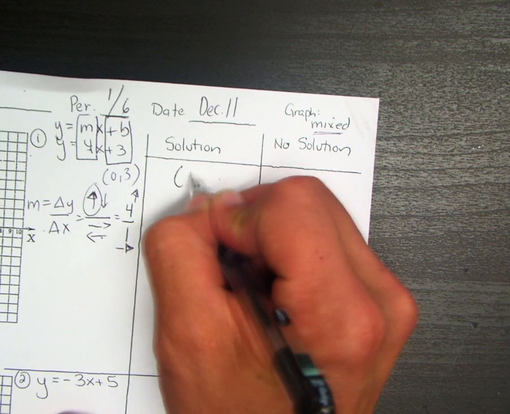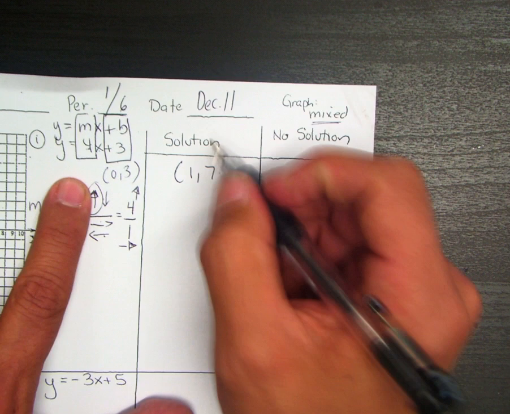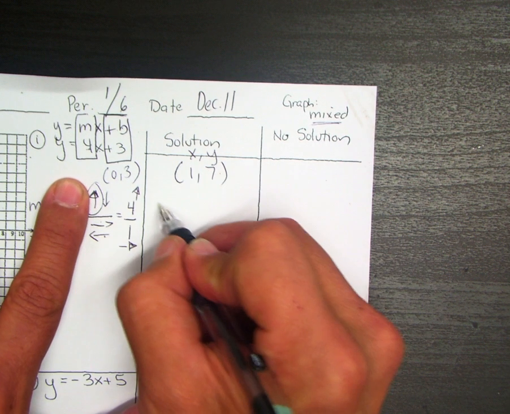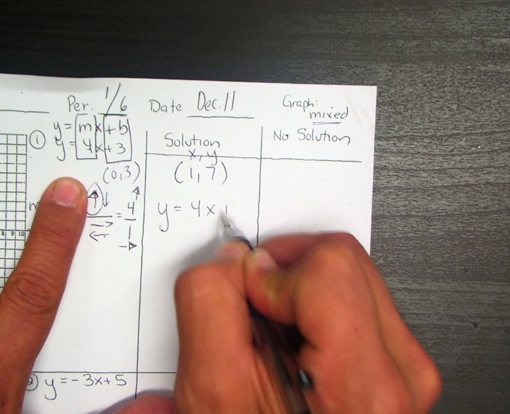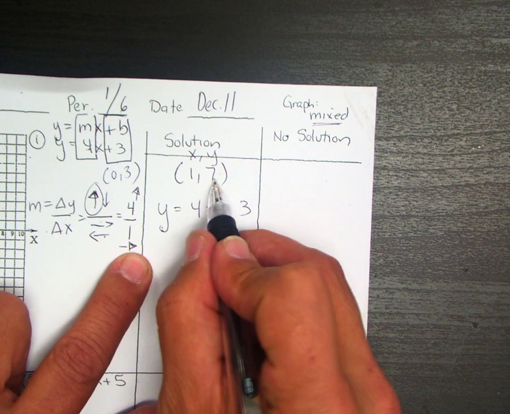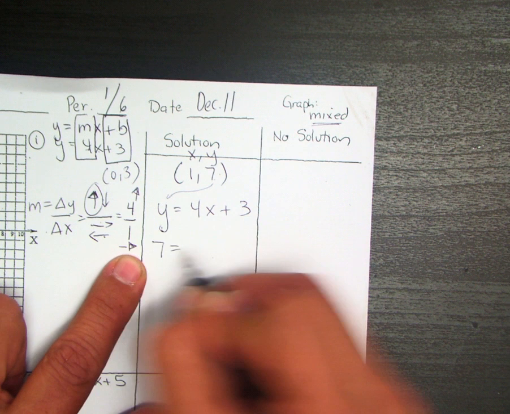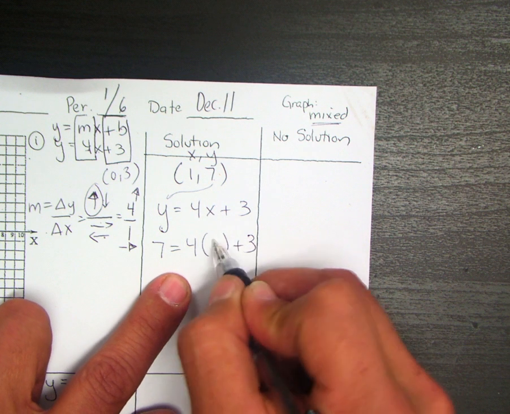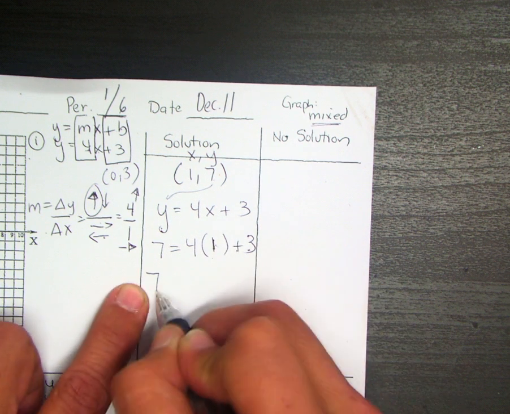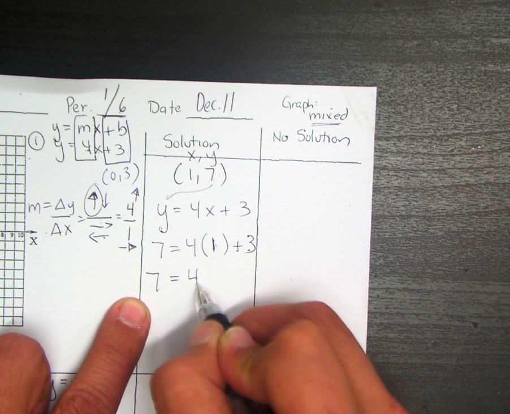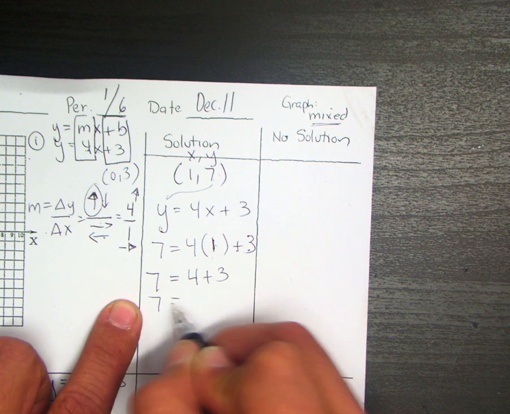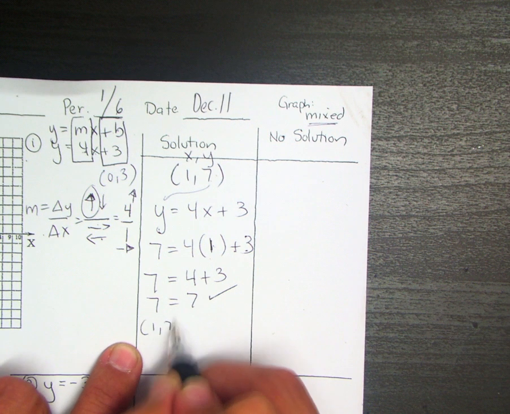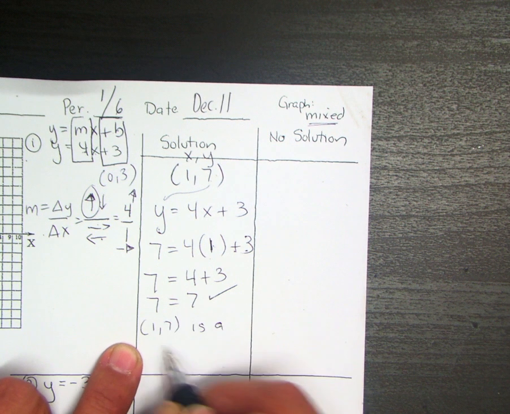(1, 7). When I apply your x, y into the equation, it better balance. So let's write the equation. What is your y? It's right here. 7 should equal 4 times x, which is 1, plus 3. So 7 should equal 4 times 1, plus 3, and 7 should equal 7? Yes, it balances. So (1, 7) is a solution.